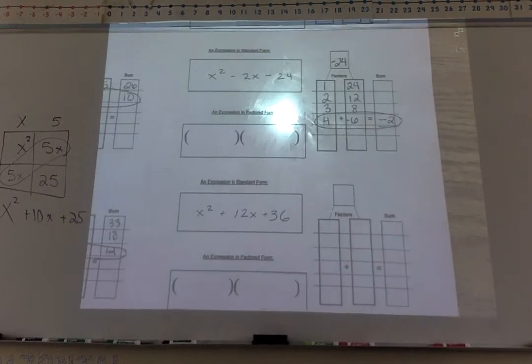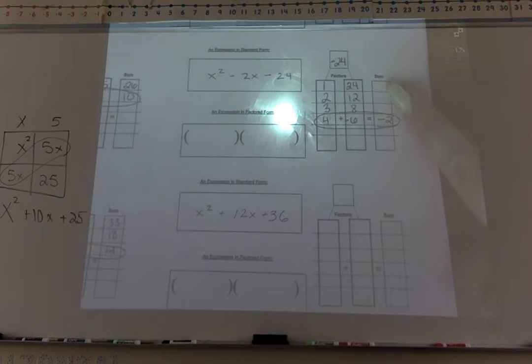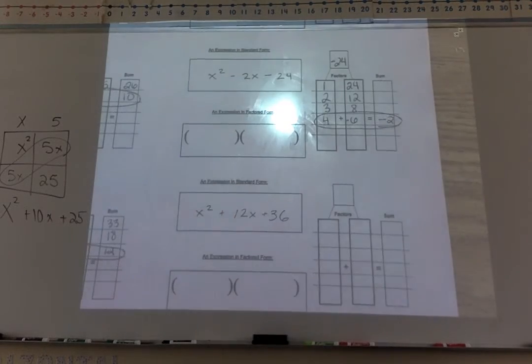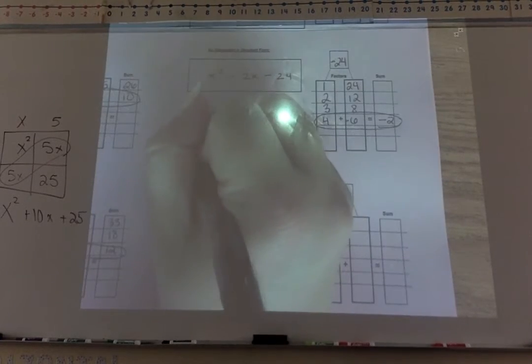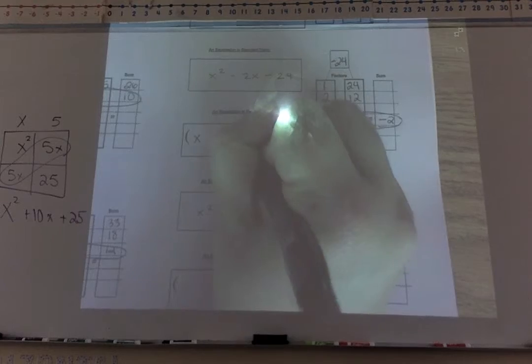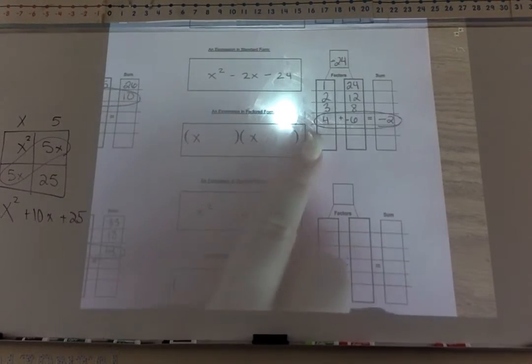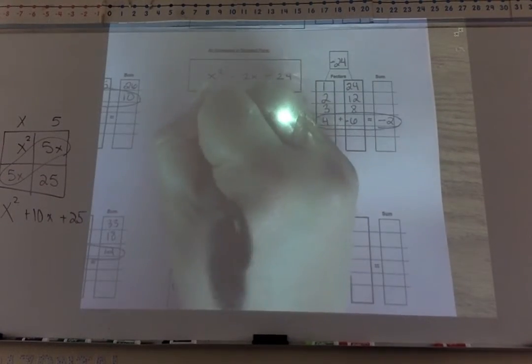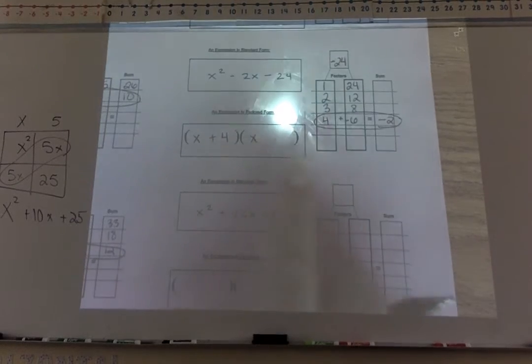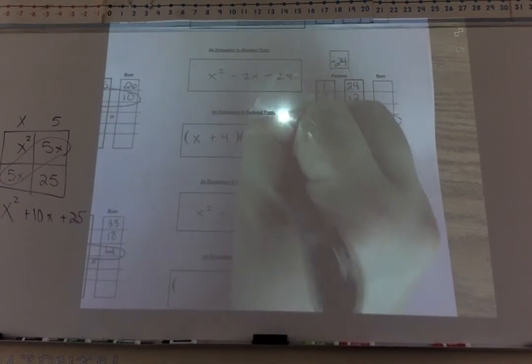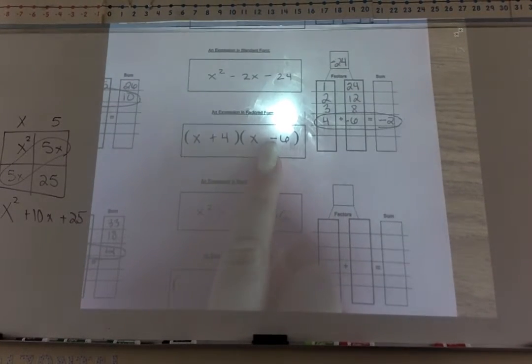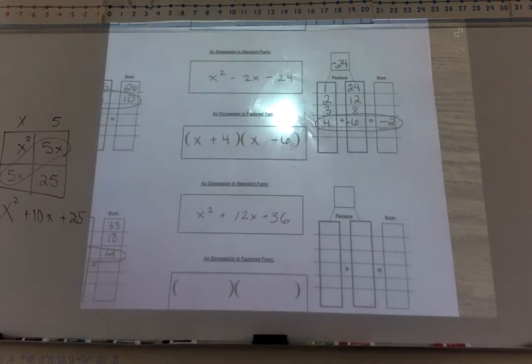So you'll notice that I don't even fill out these sum boxes yet until I think about which 2 numbers are going to make the negative middle term. Okay. So again, in my parentheses though, I'm going to have x's, and then I'm going to have x plus 4, because that's our positive factor, and then x minus 6. So the negative sign is going to turn into a minus sign, right?